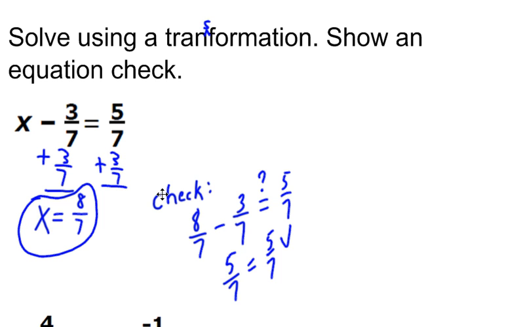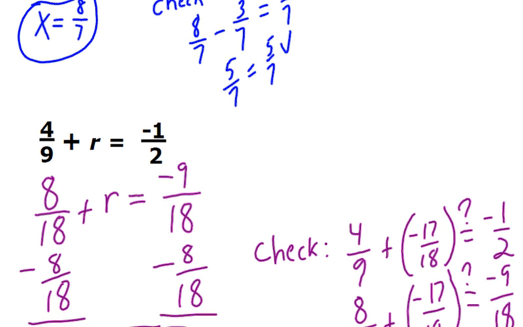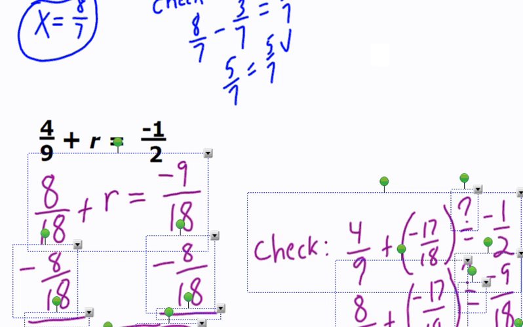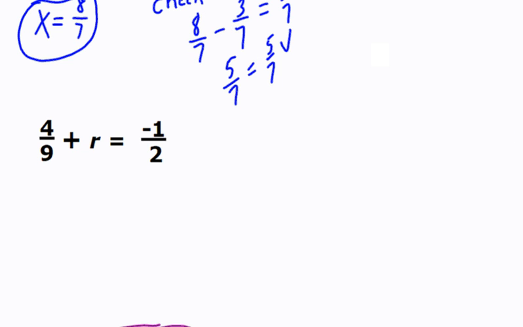All right, so let's go on down to the next one. Still isn't working quite right. All right, let me get rid of all this. Thought I'd cleared that out of there. Okay. All right, so 4/9 plus r equals -1/2.